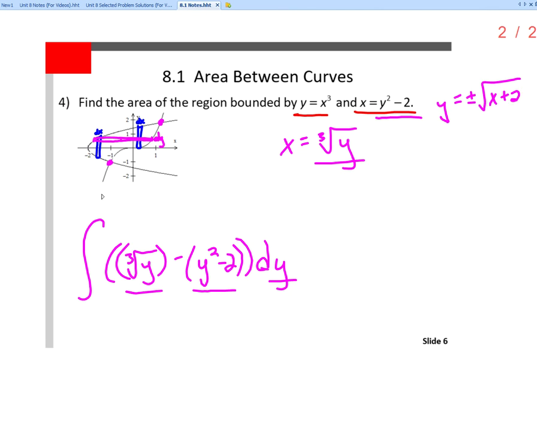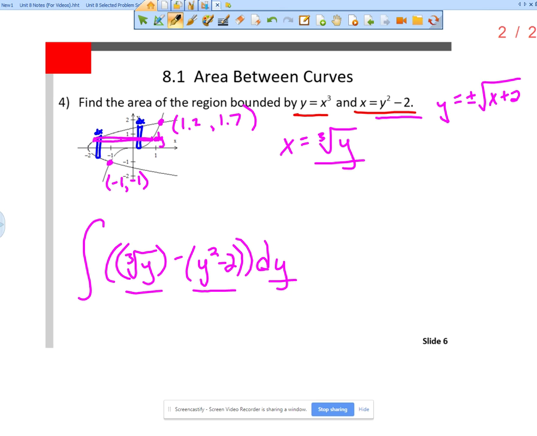Now we need to find this intersection over here, which is going to turn out to be -1, -1. And then we need to find this intersection here, which I can't remember off the top of my head, but it's going to be like 1.2 something, 1.37 something. So let's go ahead and find those values.